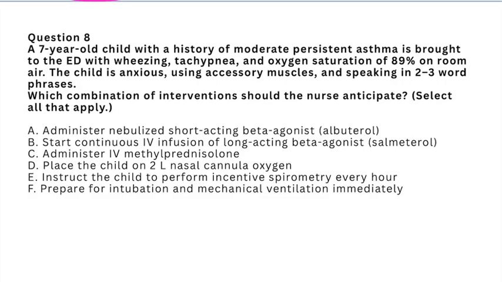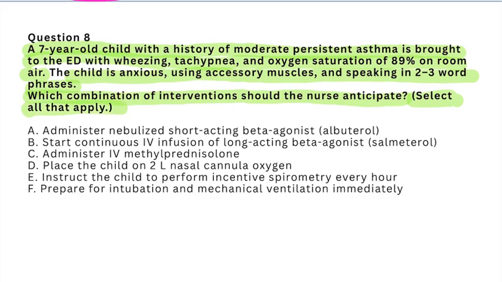Okay, our next question is number 8. A 7-year-old child with a history of moderate asthma is brought to the emergency room with wheezing, tachypnea, and oxygen saturation of 89 on room air. The child is anxious, using accessory muscles and speaking in 2 to 3 word phrases. Which combination of interventions should the nurse anticipate? And this is a select all that apply.